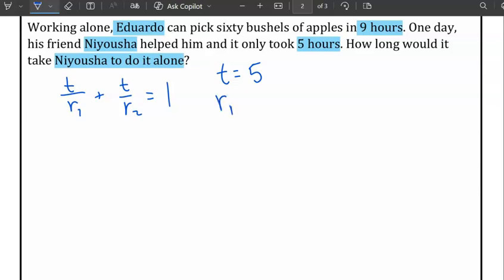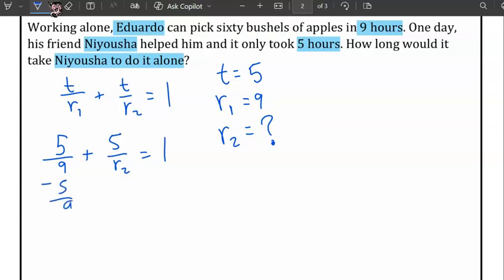R1 would be Eduardo's rate, which is 9 hours. We're going to solve for Nusha's rate. Let's plug these into the equation and solve for R2. 5 over 9 plus 5 over R2 equals 1. Let's subtract 5/9 from each side. We have 5 over R2 equals 1 minus 5 over 9.